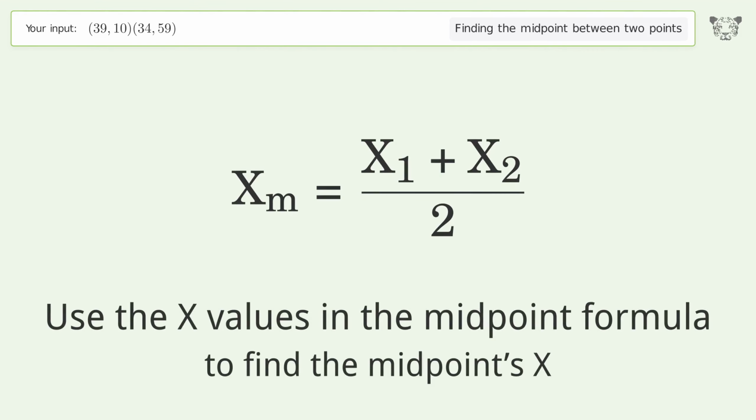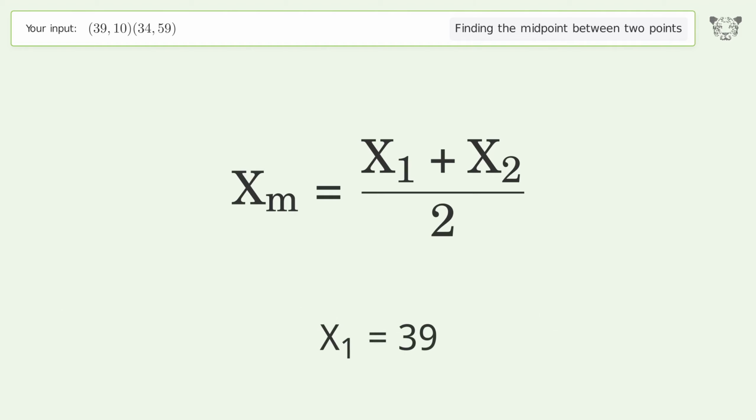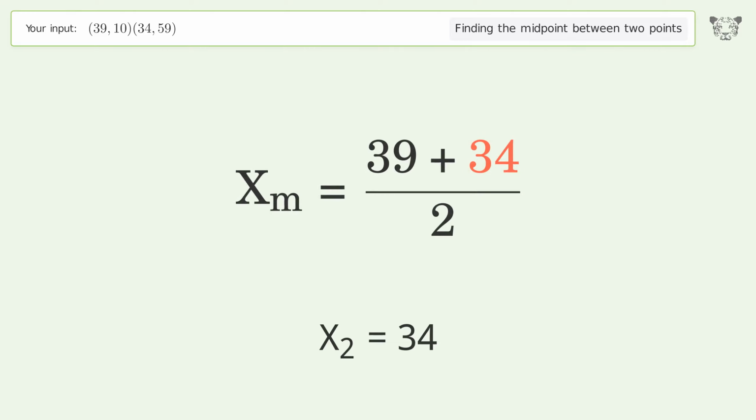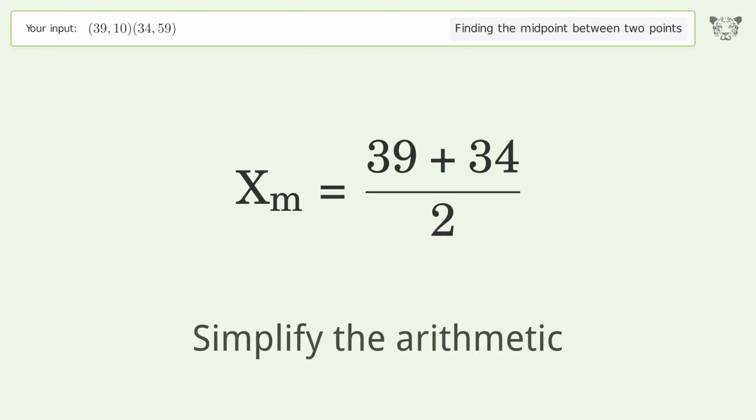Use the x values in the midpoint formula to find the midpoints x. x1 equals 39. x2 equals 34. Simplify the arithmetic.